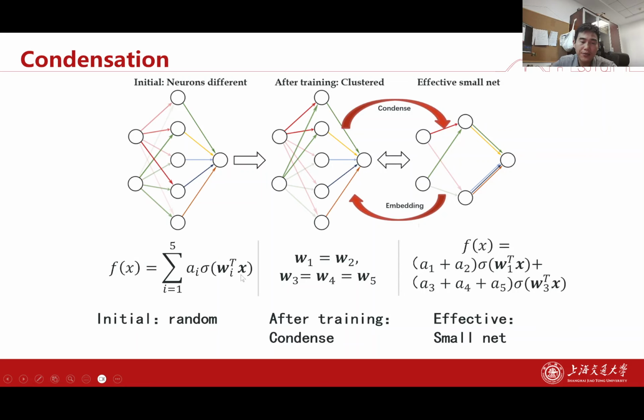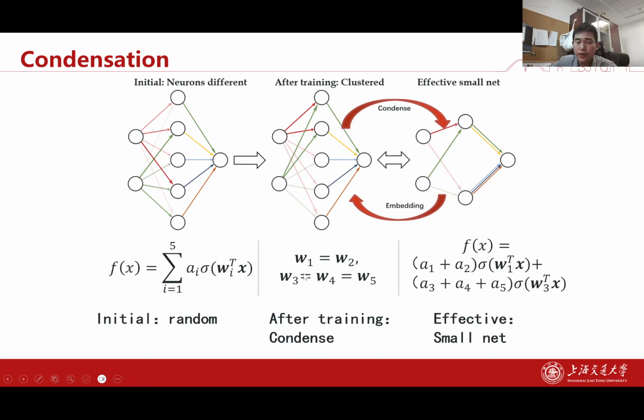And then we have 5 different neurons, W_i, i from 1 to 5. They are all different at the initial stage before training. But after training, we found a very interesting phenomenon. These neurons will be clustered. The first 2 neurons will group together, and the last 3 neurons also group together, meaning the weight of the first 2 neurons are the same, and the weight for the last 3 neurons are also the same.